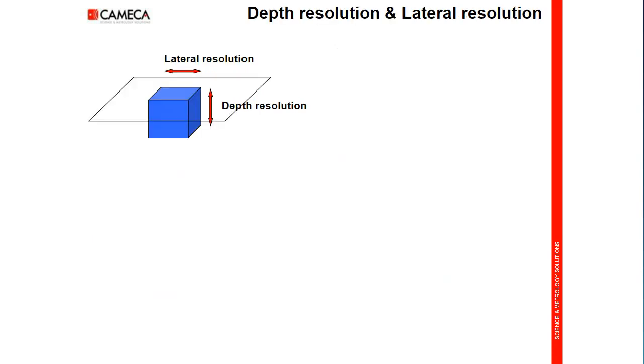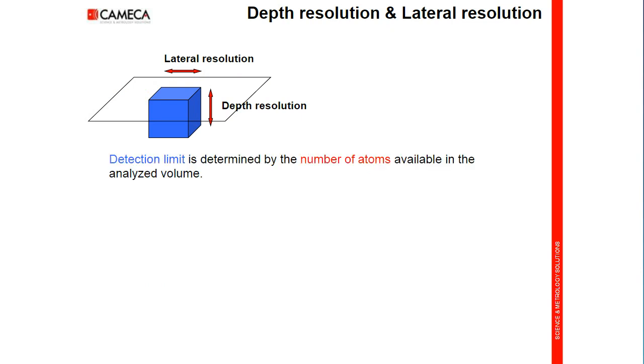Dynamic SIMS offers both depth resolution and lateral resolution that allows for depth profiling and surface imaging within a sample. The detection limit is determined by the number of atoms available in the analyzed volume. One needs to integrate the signal from a sufficiently large volume in order to have enough ions reaching the detectors. This allows good statistics, good precision, and low detection limits.